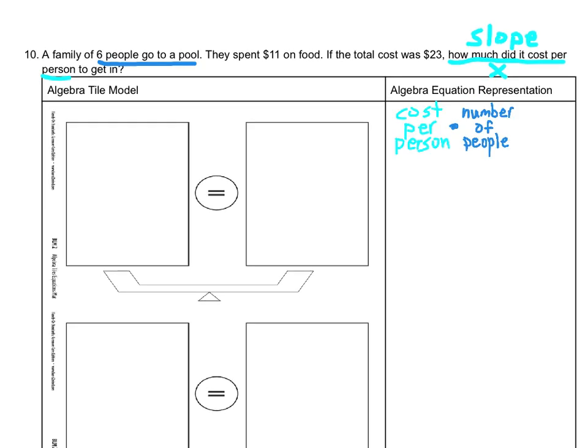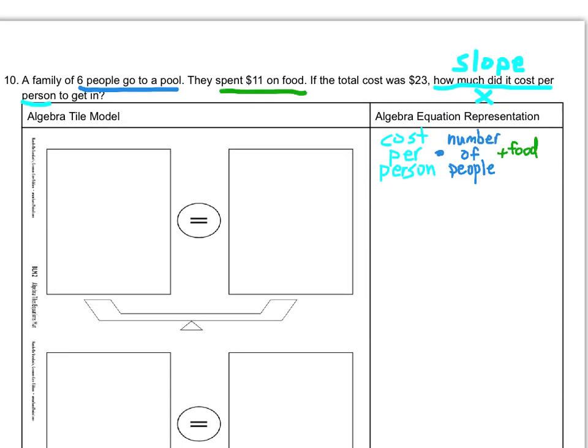Is there any other costs we have? Yeah, we have our cost of our food. The cost of our food is our y-intercept idea. Right, that cost is constant. It's $11, no matter what. What does change is this part. We don't know this part, so that's the part that changes.